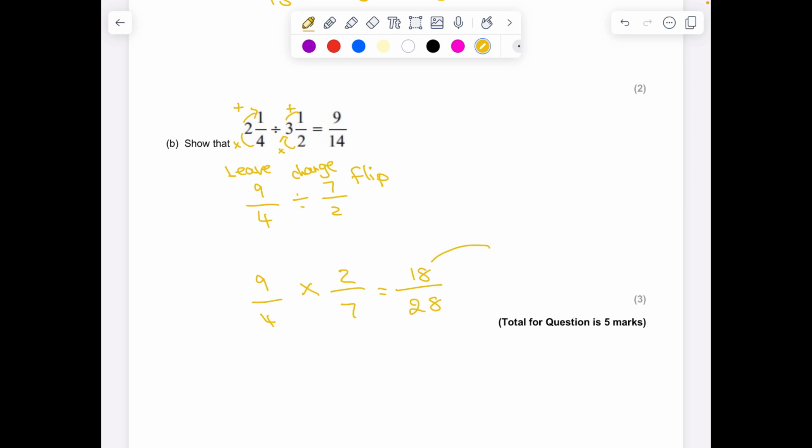That can be simplified because they're both divisible by 2. So 2 is the biggest number that goes into both 18 and 28, and that gives you 9/14. And you must show all this working out in order to get full marks.